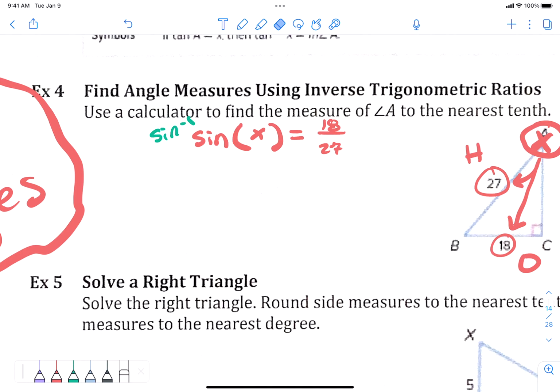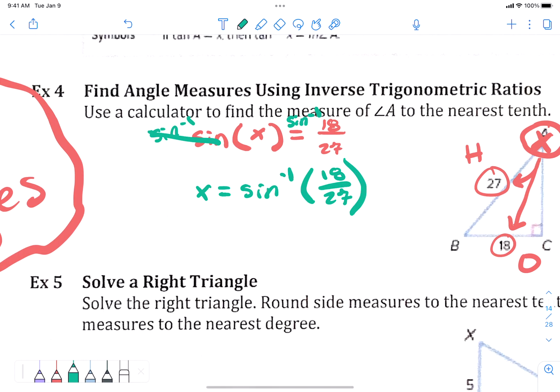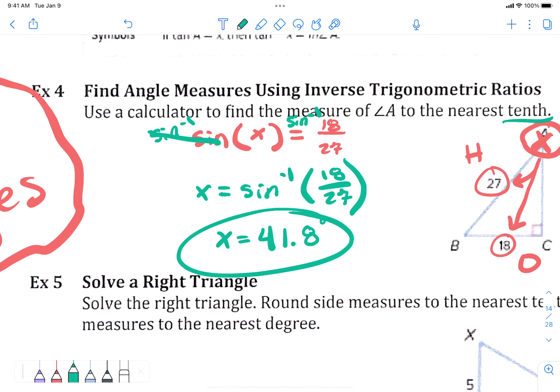You hit the shift key on your calculator, and it does inverse sine. It inverts it, which undoes it, right? To invert something means to undo it. So sine inverse crosses it off, and x is equal to inverse sine of 18 over 27. All right, that's what it looks like. Okay, so you're just going to hit the second key, and you're going to type in your fraction. Okay, and you get what? 41.81. We'll go 41.8 because they want it to the nearest tenth, which is 1 decimal place.